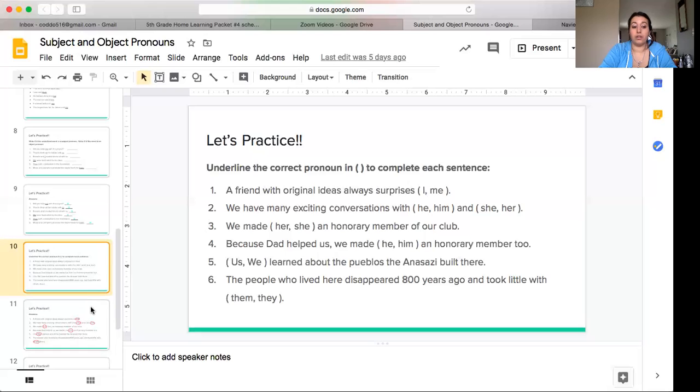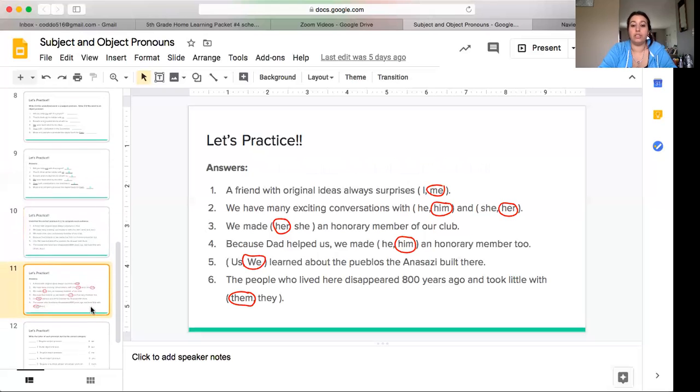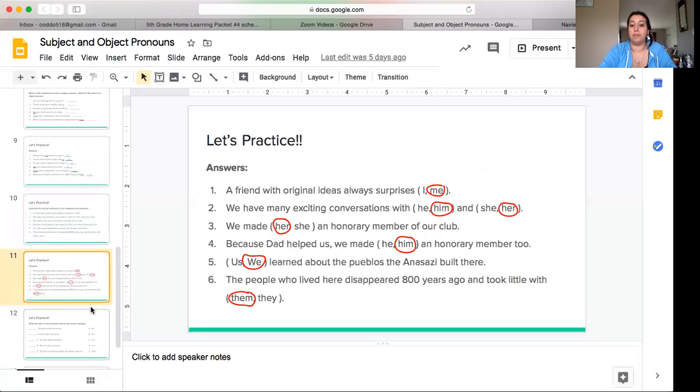Let's check our work. Number 1, a friend with original ideas always surprises me. So we should have identified me. Number 2, we have many exciting conversations with him and her. So we should have identified him and her. Number 3, we made her an honorary member of our club. We should have identified her to complete our sentence.